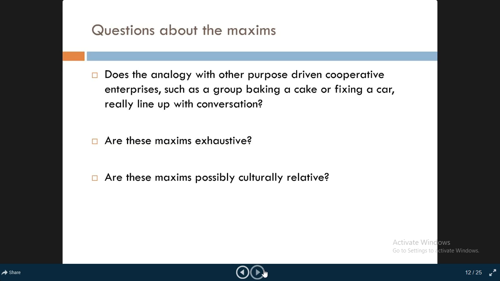Questions about the maxims. Does the analogy with other purpose-driven cooperative enterprises, such as group baking or fixing a car, really line up with conversation? Are these maxims exhaustive? Are these maxims possibly culturally relative? Okay, please answer these questions in the comments section, and then I will respond after that.